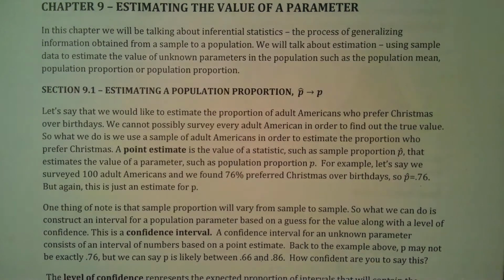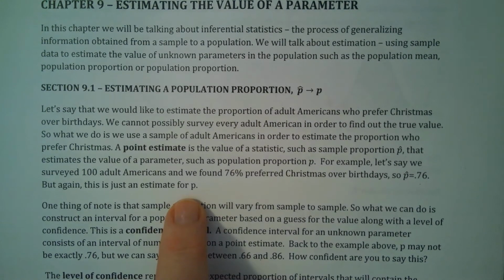A point estimate is the value of the statistic, such as the sample proportion, that estimates the value of the parameter, such as population proportion P. For example, let's say we surveyed 100 adult Americans and we found that 76% preferred Christmas over birthdays. So that means P hat is 0.76. But again, this is just an estimate for the population proportion P.